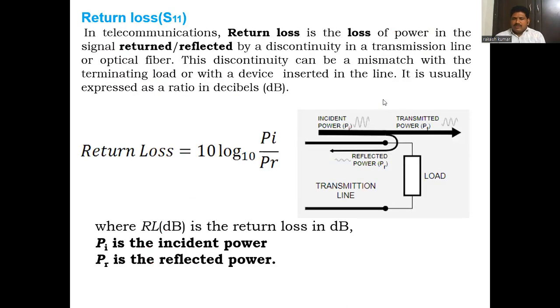So the first one is return loss. Okay, a very important parameter. Let us see what is meant by return loss. For example, let us take our antenna. Consider this is my antenna. Let us consider this is port 1 and this is port 2.